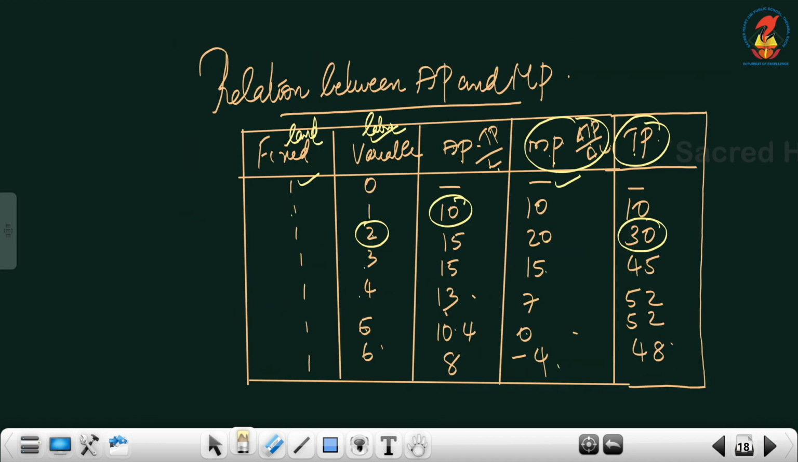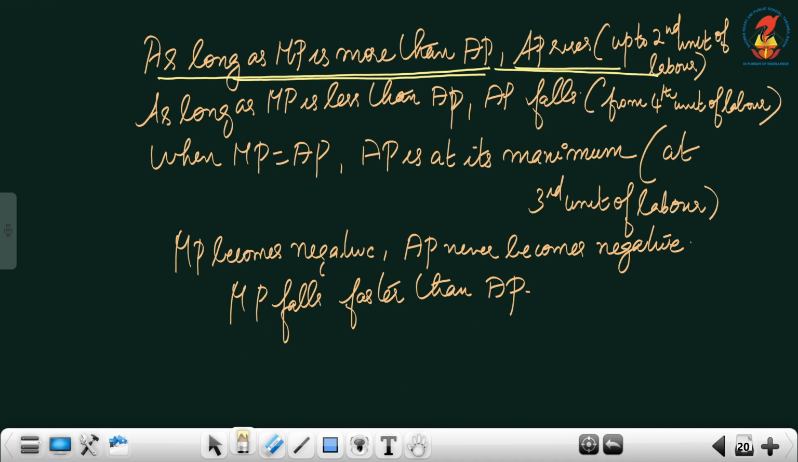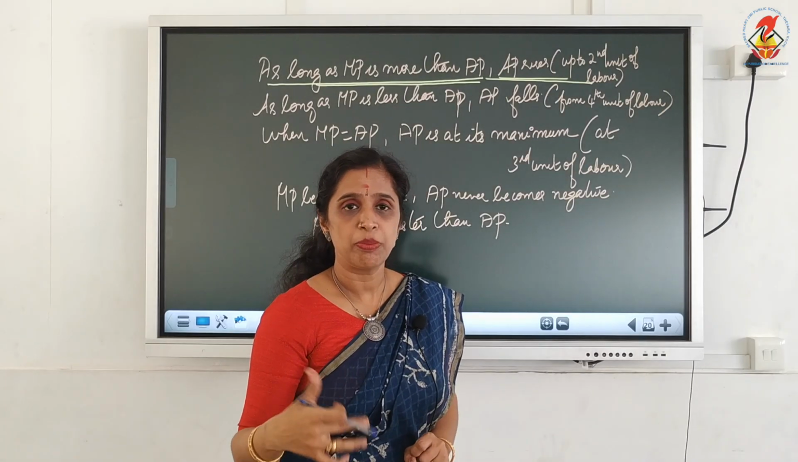Let us see up to the second unit of labor. As long as MP is more than AP, 20 is more than 15, AP is rising, isn't it? AP has come from 10 to 15. So once again, based on the table: as long as MP is greater than AP, 20 is greater than 15, and as a result AP has increased from 10 to 15. So the statement is correct, isn't it? As long as MP is greater than AP, AP will rise.